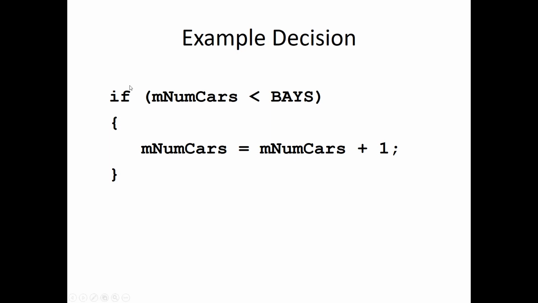Like a lot of programming languages, it's a standard if statement. The if statement contains a condition, and the condition in this particular case is if the value of mnumCars is less than the value that's in bays. Now, taking on our previous learning, bays is written in capital letters, so that'll tell us that it's a constant. So if the value of mnumCars is less than bays, which basically means if there's room in the car park, then we can add one on to the value of mnumCars. And you can technically replace that with mnumCars++ if you wanted to.